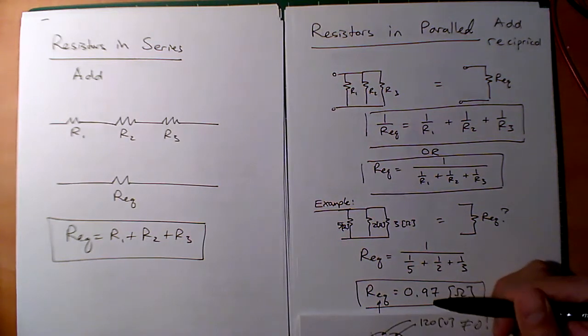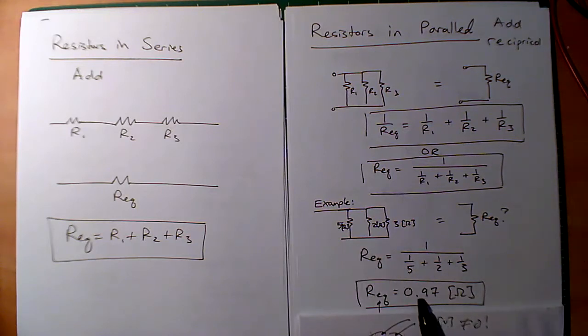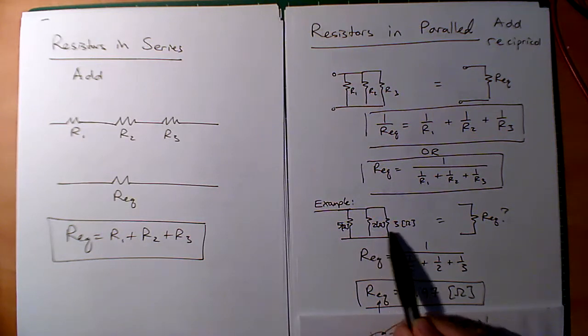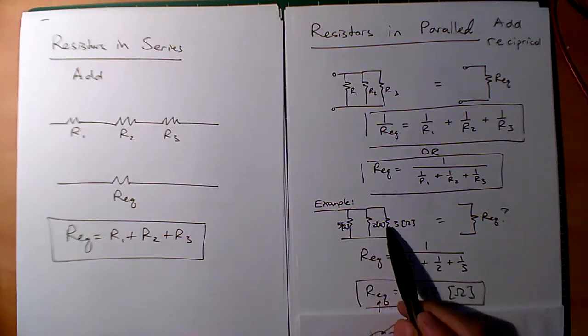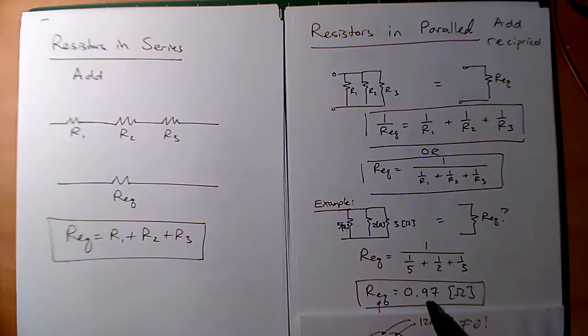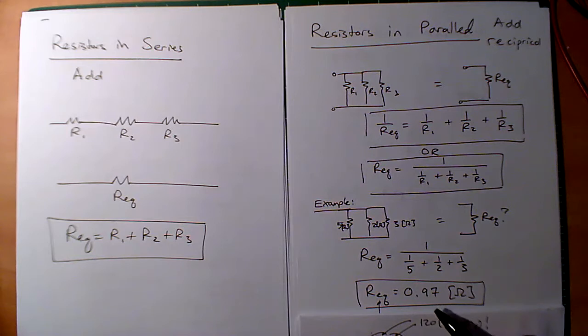Something to note though, it's very interesting. Notice how, look at these numbers. Look at this number, 0.97. That number is actually smaller than even the smallest number. What is that saying? That means if I add more resistors in parallel, I actually get a smaller overall resistance. It sure does. Yes, that's exactly what it's saying.